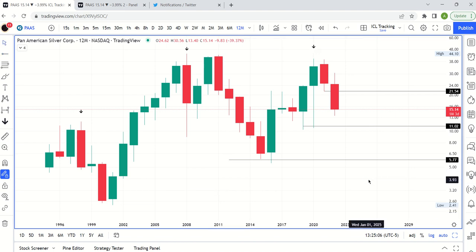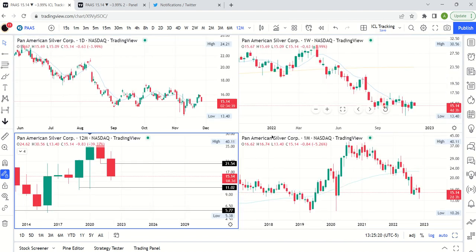So again, this pattern is screaming at you: mitigate risk, whatever that means for you. I'm not giving financial advice here. I'm telling you what the chart is telling you on an annual level. This thing is heading lower. So that's your annual chart.